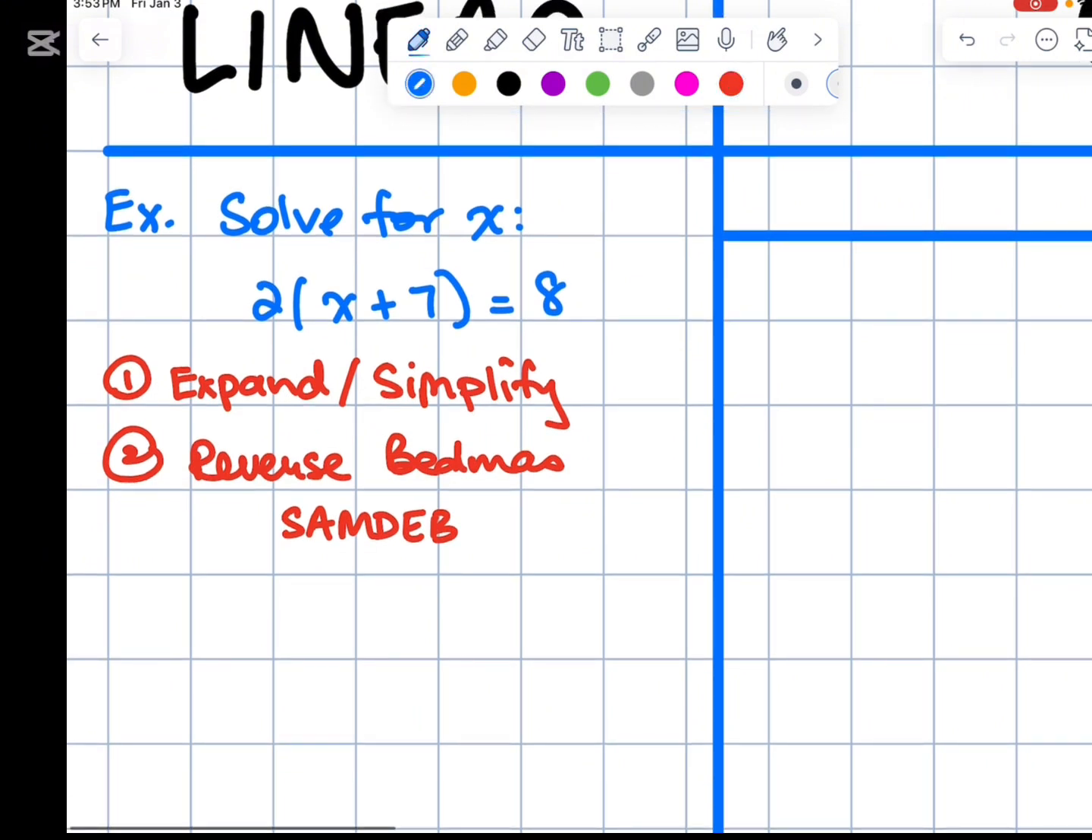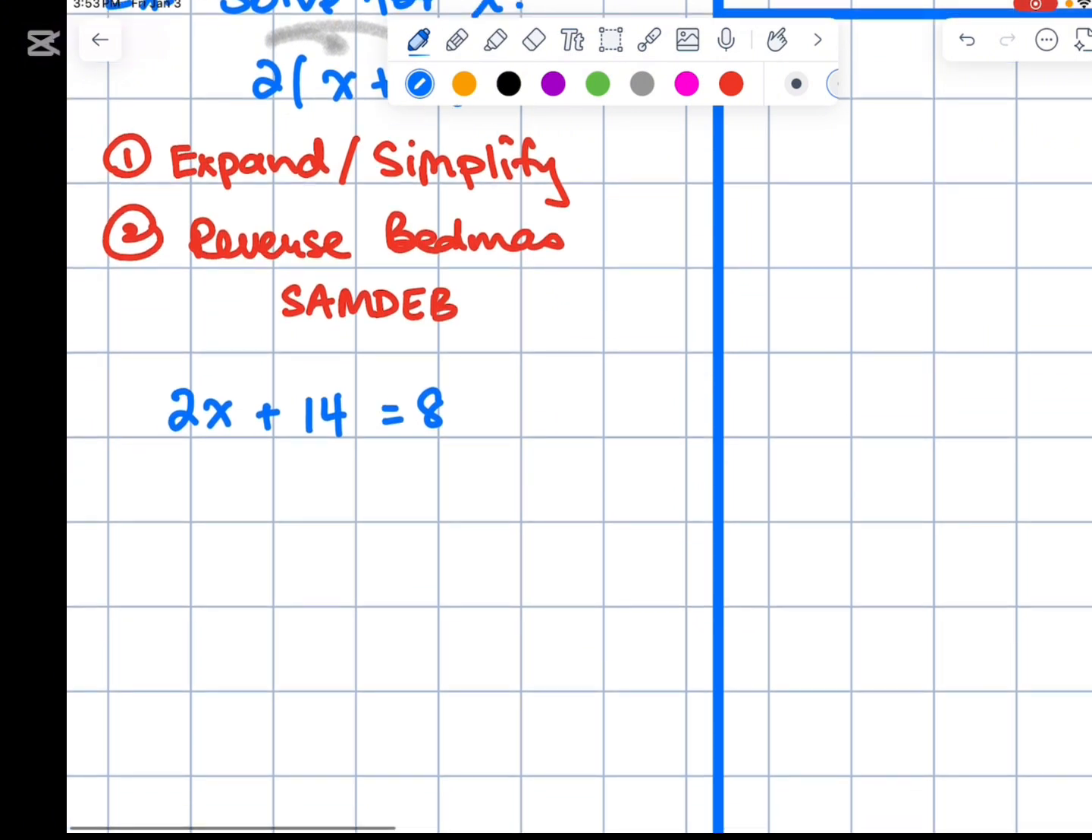Okay, so I'm going to start by expanding and simplifying. If you're looking for a more detailed video on linear equations alone, I have an entire video for that, and I'll try to link it down below. So I've expanded. Now I can use SAMDEB. So I see I have addition right here, and I also have multiplication. So according to SAMDEB, I'm going to deal with the addition first.